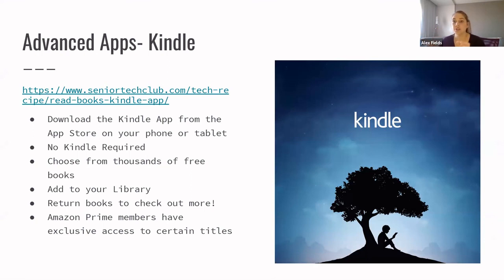Again, you would just go to the search bar, search any book you were interested in, and add it to your library. You can return books to check out more books, kind of like a library service. Amazon Prime members have exclusive access to certain titles, so when you have Amazon Prime, you have a lot more options, especially if you're looking for specific titles or a specific author you like reading. Does anybody have any questions about Kindle?